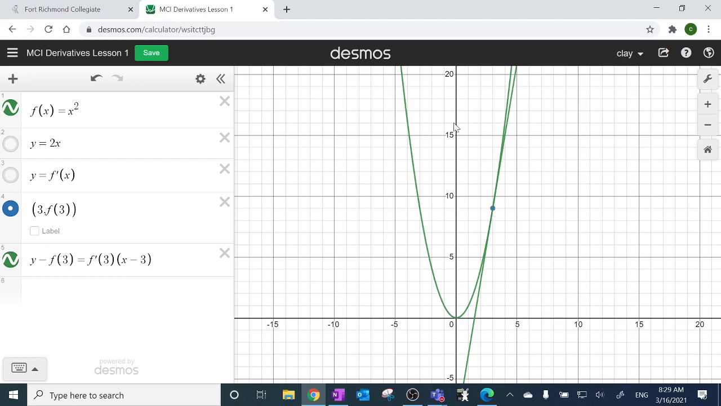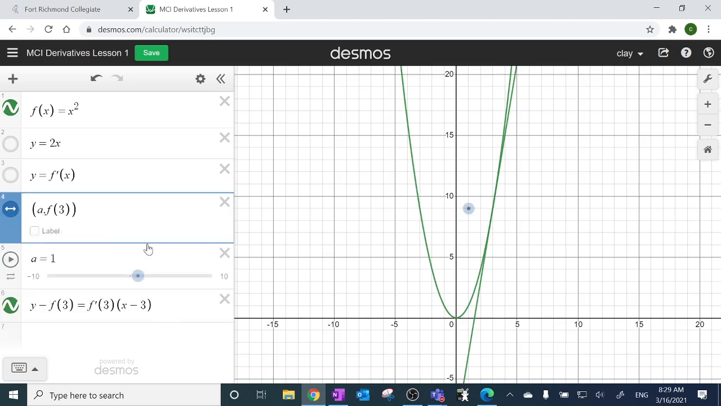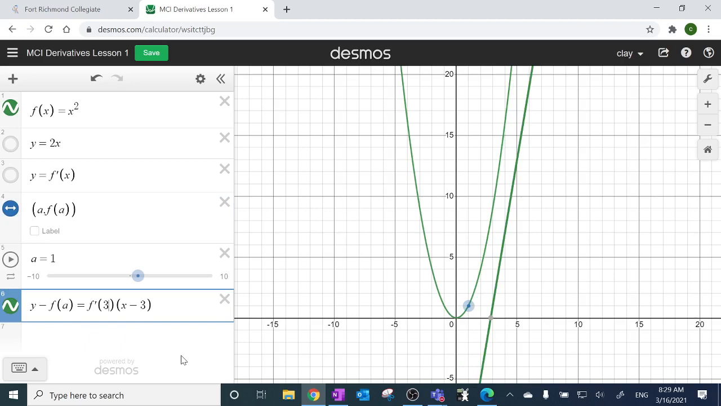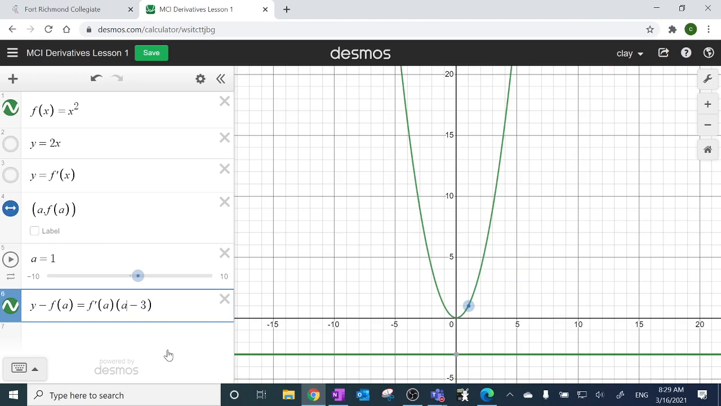What if we wanted just a more general form of this? What if instead of point 3, we just said we wanted point A? And I'm going to say, yes, I'd like a slider for A. And then I'm going to make that f of A. And then instead of f of 3, I'm going to make that f of A, f prime of A, and A minus 3. And let's see.